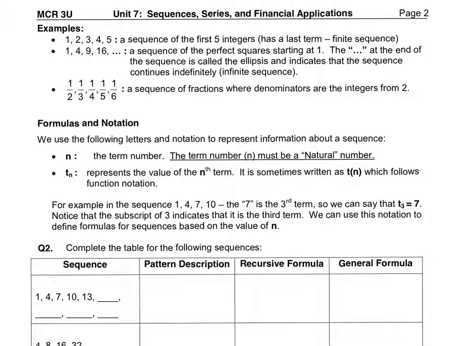I have some examples here of different sequences. The first one is just 1, 2, 3, 4, 5. It's just the sequence of the first 5 integers. And it has a last term, so that would be an example of a finite sequence.